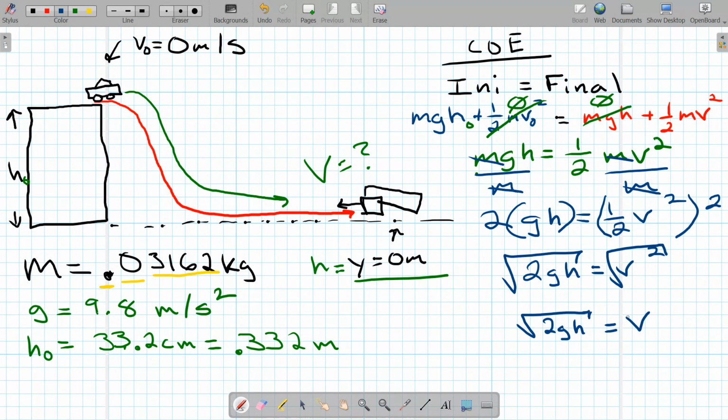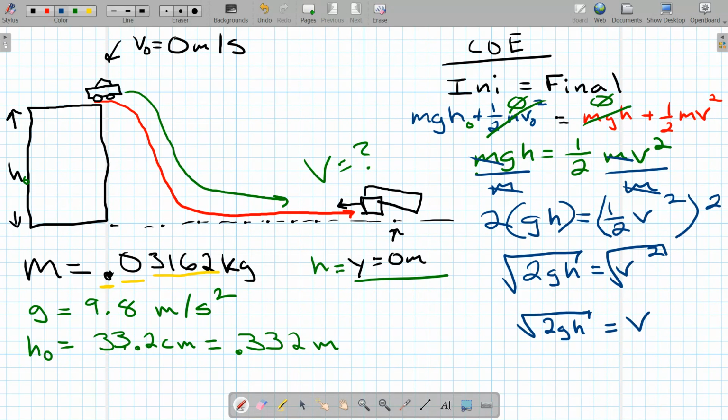Is equal to v. Okay? So I can calculate the final velocity just by knowing the acceleration due to gravity and the height of the initial drop. Let's plug this in our spreadsheet, shall we?